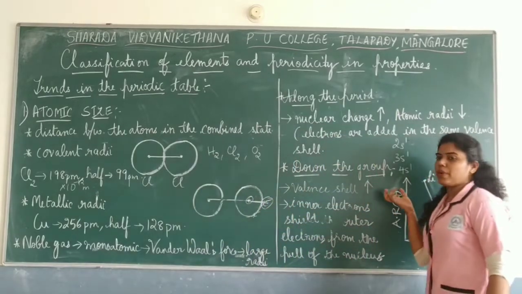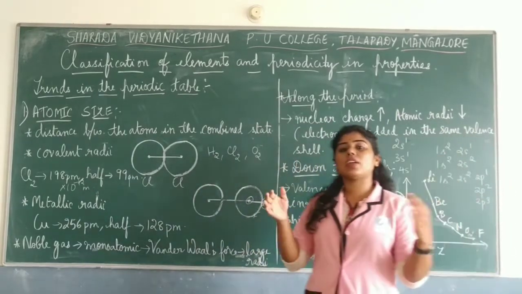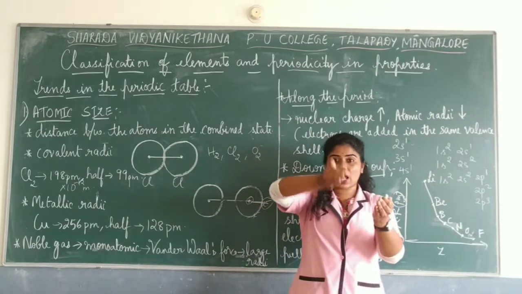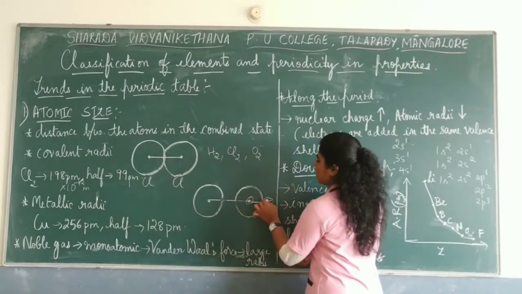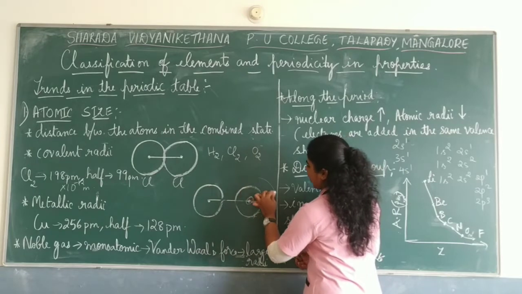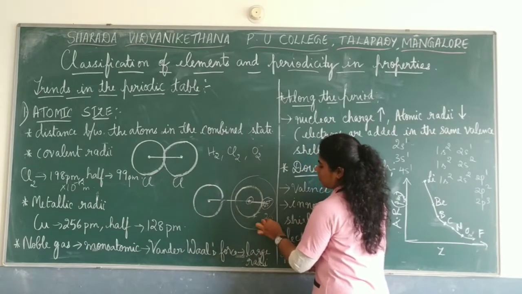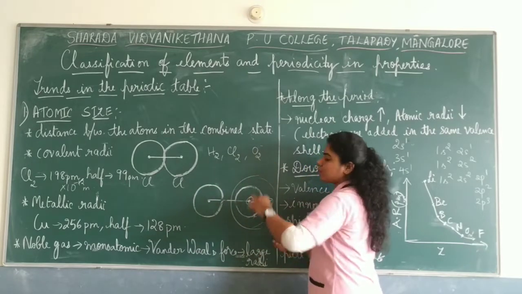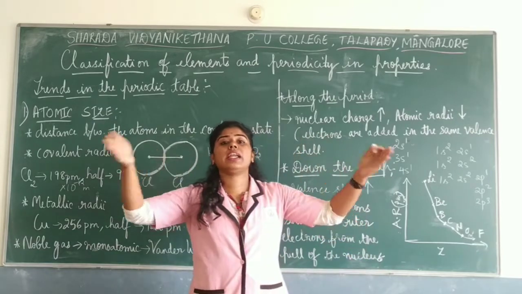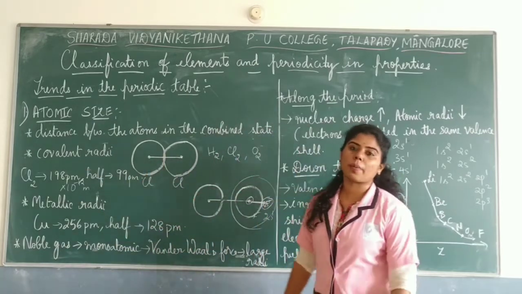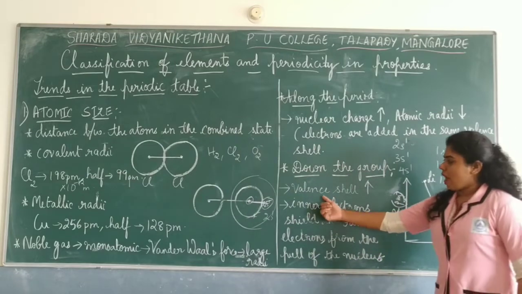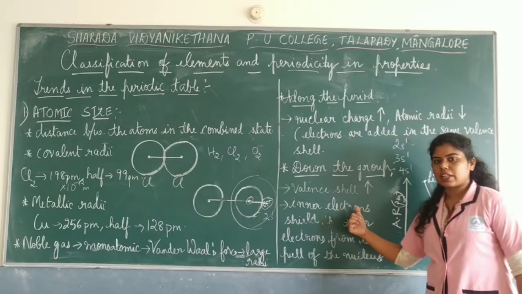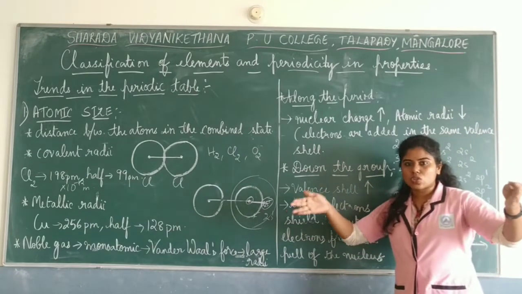So down the group when you come, can you tell me what happens to the atomic radii? If the valence shells are being added, so you start from 1s1, okay, one valence shell. Then again you start with 2s1, then 3s1, 4s1. So what happens? The valence shell increases. Now what happens to the atomic size? As the valence shell increases, correct, the radii also increases.